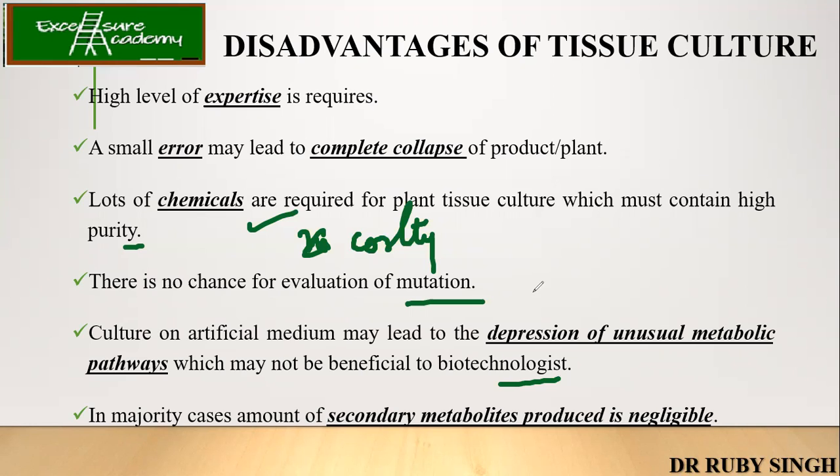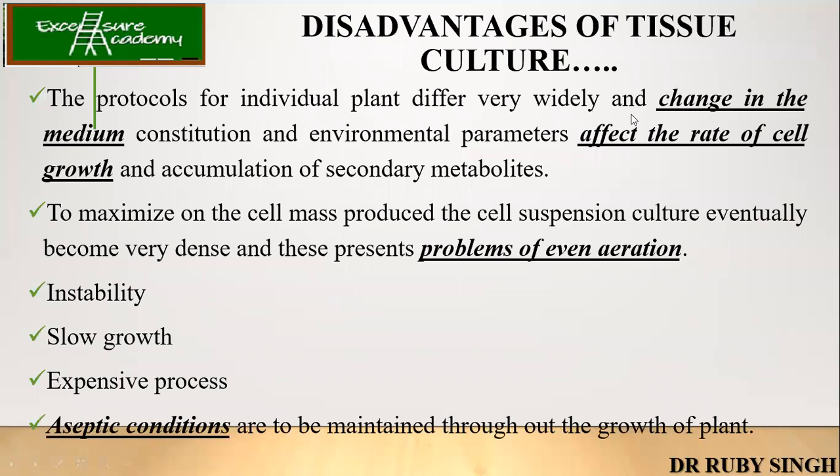And in the majority of cases, the amount of secondary metabolites produced is negligible. So even if you know that it is very important, even if you do so many plant tissue culture variations, there is a high chance that it is not able to produce the high amount which is expected by the researcher.